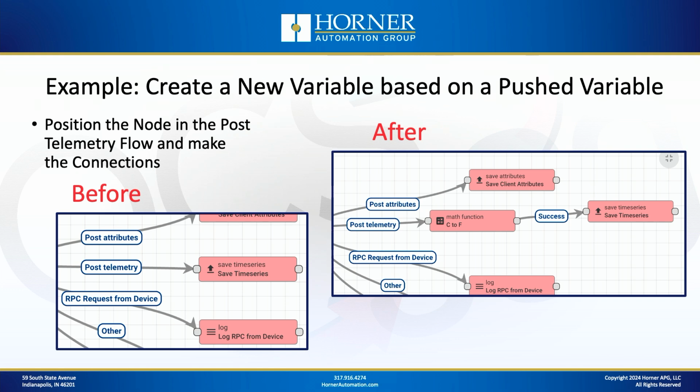So what we're going to do before the save occurs is insert this node we've just created called math function, which has been named C to F. It's a math function type, and it's named C to F by me. That's going to be inserted into the post-telemetry area before the save time series. And then that success bubble you see on the arrow after the math function, that's just indicating that should occur after a successful implementation of the math function. So that's what things look like before on the rule chain, at least a zoomed in version, and what it looks like after on the rule chain.